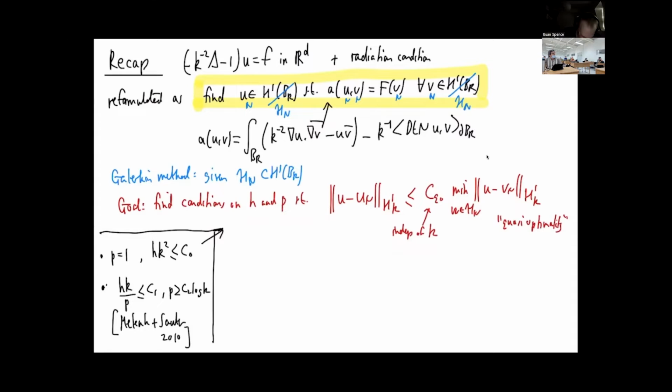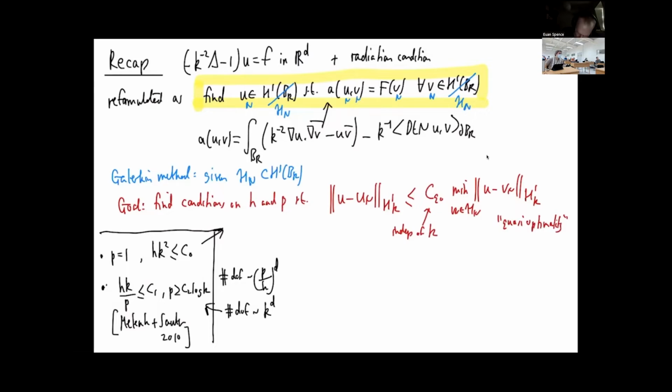And I said last time that with this, if I choose h and p so that these inequalities hold with equality, then the total number of degrees of freedom grows like k to the d, right? So this is important. So let's just say again, the total number of degrees of freedom goes like p over h to the d. And so in this second case here, if these inequalities hold with equality, the total number of degrees of freedom goes like k to the d, which is this natural threshold for approximating an oscillatory function. So that's the significance of that result.